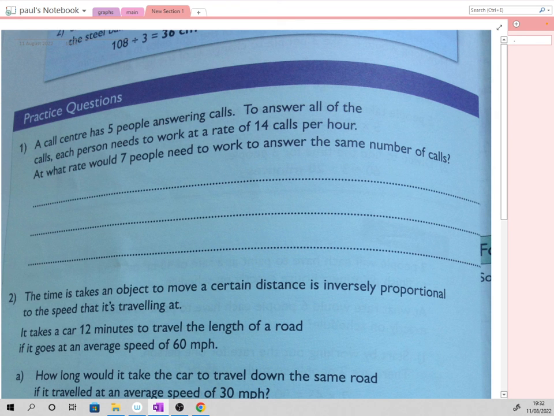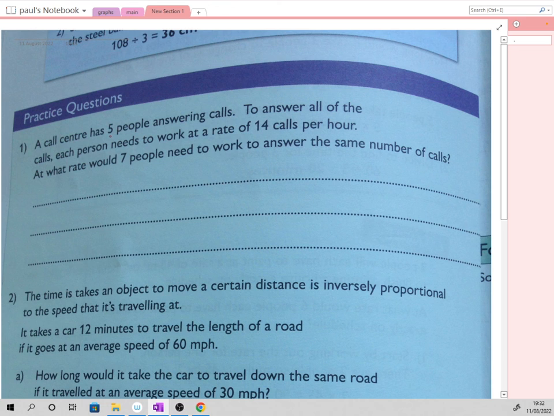A call centre has 5 people answering calls. You can pause, have a go at these, because this number 2 looks a bit big. There's a lot of information there. A call centre has 5 people answering calls. To answer all of the calls, each person needs to work at a rate of 14 calls an hour. At what rate would 7 people need to do the same number of calls?